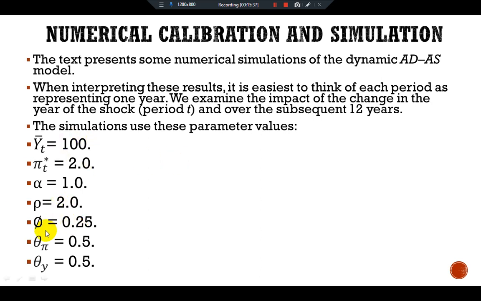The Phillips curve parameter phi of 0.25 implies that when output is 1% above its natural level, inflation rises by 0.25 percentage point. For the parameters of the monetary policy rule, we have theta pi equal to 0.5 and theta y equal to 0.5, those suggested by John Taylor, and they are a reasonable approximation of the behavior of the Federal Reserve.